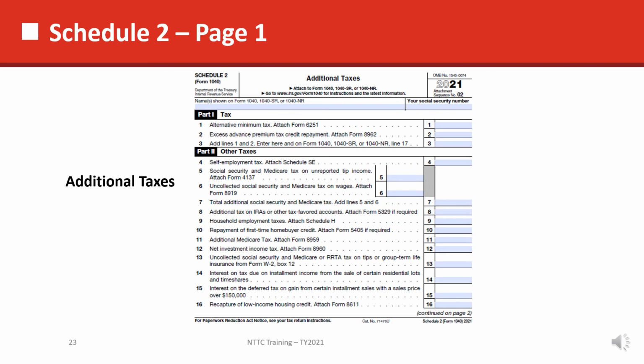Excess advance premium tax credit, that has to do with Obamacare and people that are under 65 that have to purchase health insurance. Sometimes they don't contribute enough toward that health insurance and have to collect more at the time of filing taxes. So that's where they do it on Schedule 2, page 1. Also, self-employment tax on Part 2, uncollected Social Security, Medicare tax. So various other taxes that eventually will also end up on the 1040, pages 1 or 2.